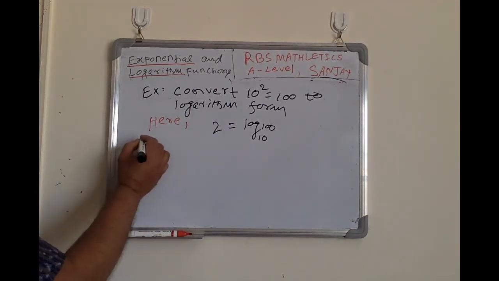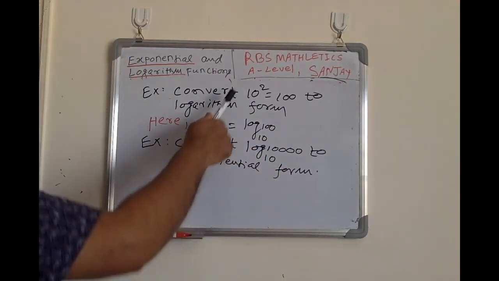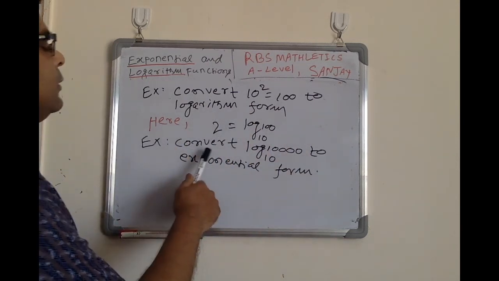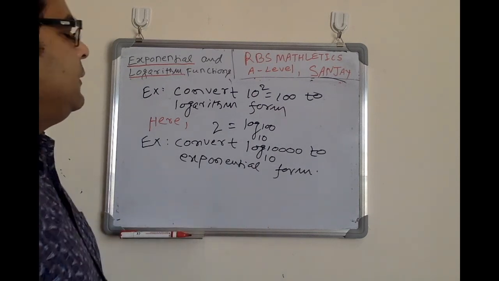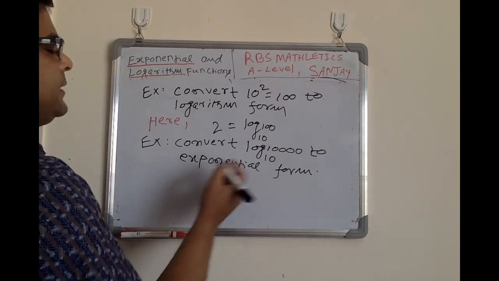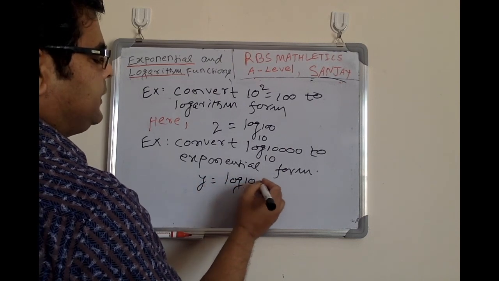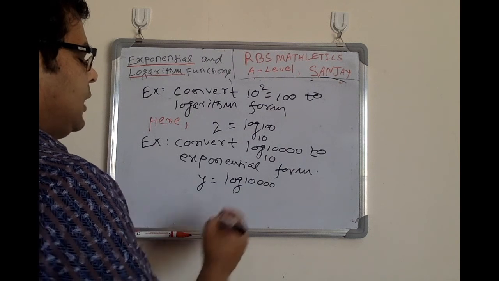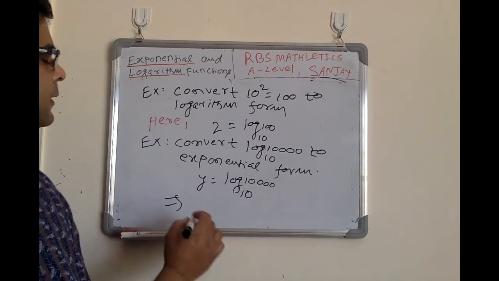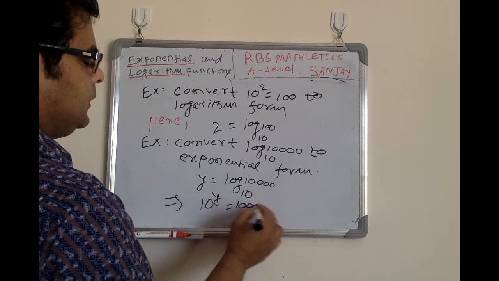Let me give you another example. In the previous case, we converted an exponential form to logarithm form. Now we'll do the reverse work. Here we are going to convert log to the exponential form. So you can write y equals log of 10,000 to base 10, and if you convert back to the exponential form, it is going to be 10 raised to the power y equals 10,000.